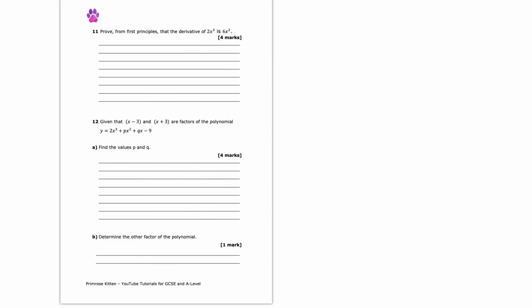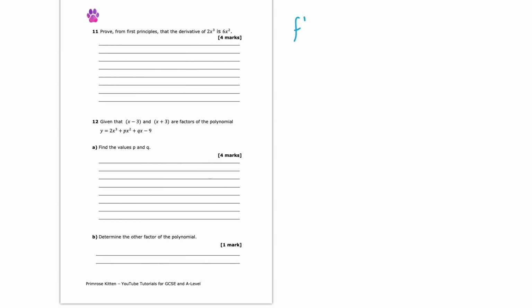This question here wants us to prove from first principles that the derivative of 2x cubed is 6x squared. Now, a lot of people get to these questions and they just think, I know how to differentiate that. That's really easy. How is this 4 marks? And that's the thing. They don't just want us to differentiate that. In our formula booklets, if you were to look in there, you will see that they give us the formula for differentiation by first principles, and that is what we need to use.